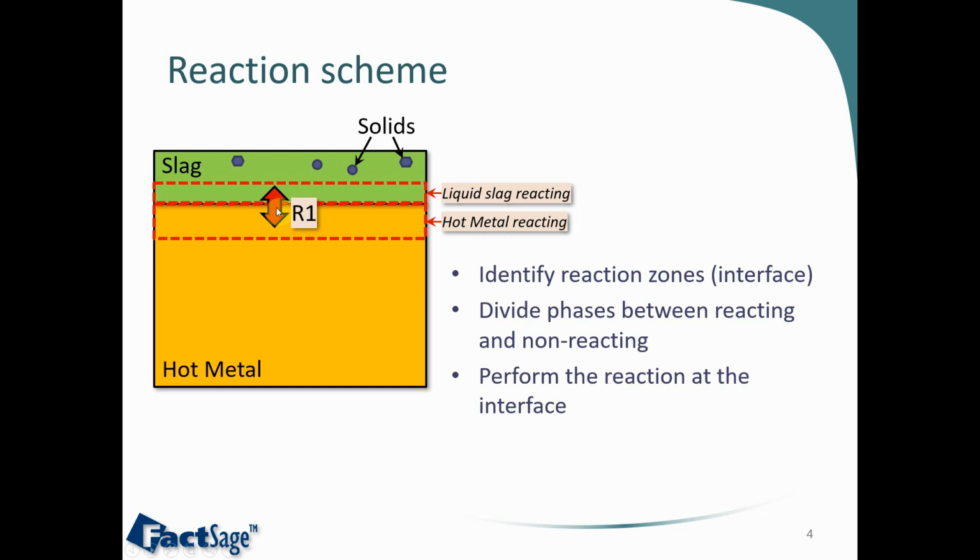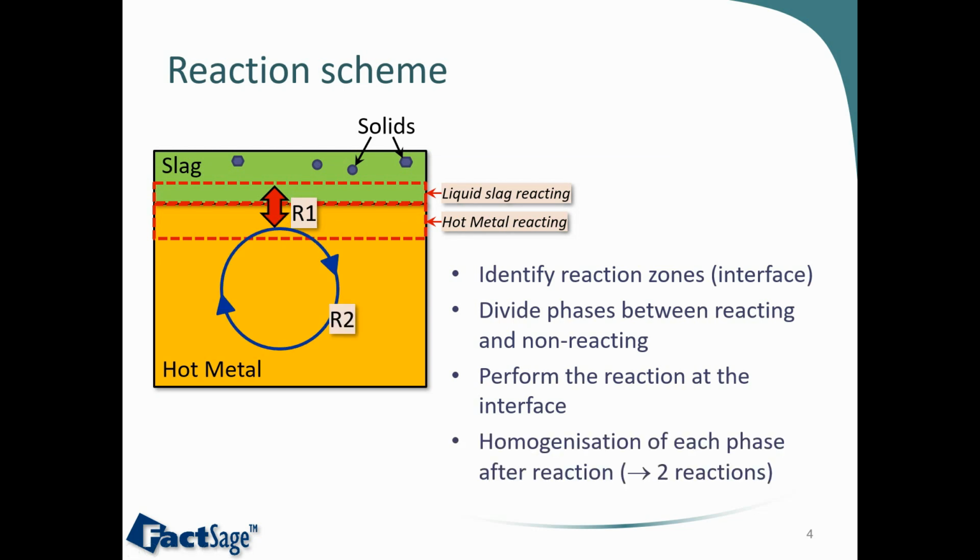The next step is to homogenize each phase separately with the products from reaction 1. So we can start with the liquid metal. In reaction 2, R2 here, the remaining unreacted hot metal is homogenized with an equilibrium reaction with the reacted hot metal from R1. It will regenerate a new homogenized hot metal phase because the phase is assumed to be well mixed.